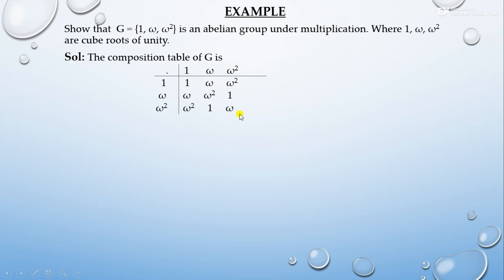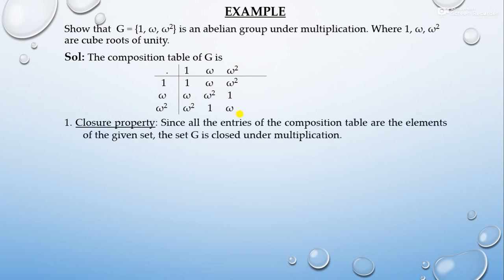Now check the properties. First one is closure property. For the closure property to hold, we see that all elements which we have in the set are in our composition table. Our elements are 1, omega, omega square, and we have all these elements in our composition table. So we can say that yes, this holds the closure property under the multiplication.